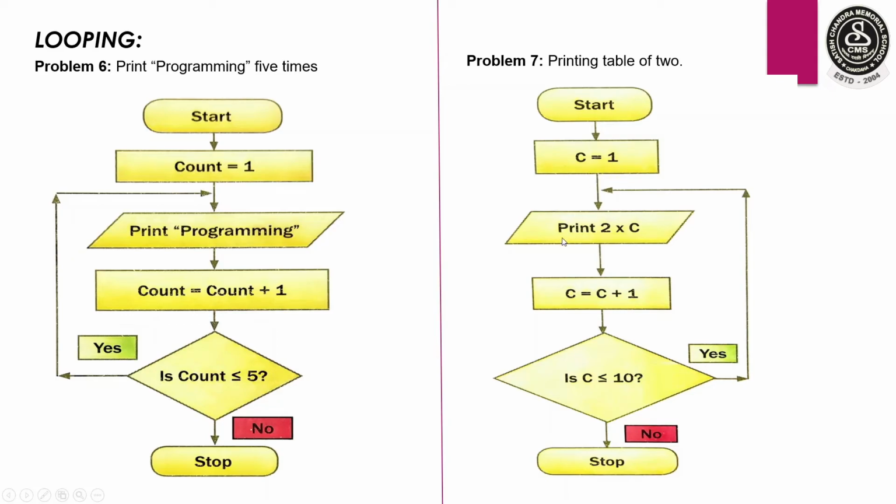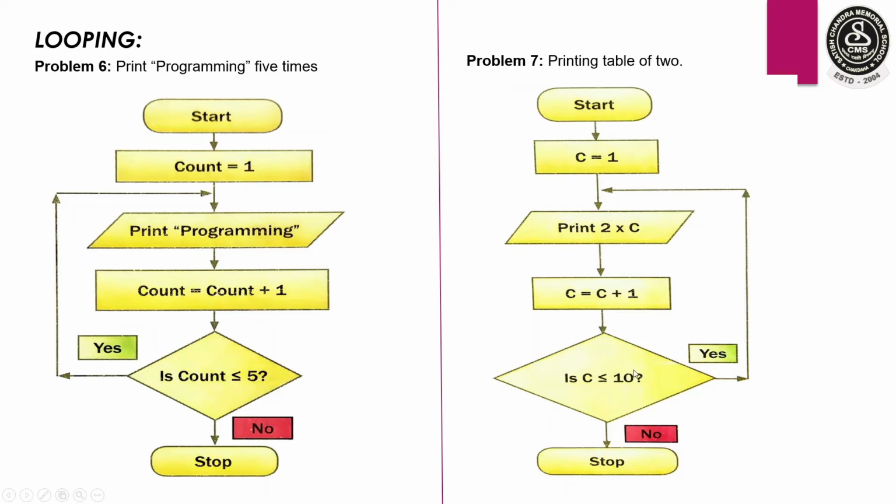After that, what is it printing? Print 2 into c. That means 2 into 1, the first value will be 1. So it is printing 2 into 1. It will print 2. Next, what is it doing? c equals c plus 1. That is, it is making c 2. 1 plus 1, 2. So when it is 2, is 2 less than or equal to 10?